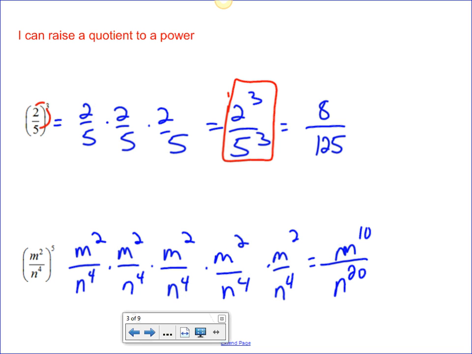So what would be an easy way to remember this? Again, this exponent applies to everything. So what do I do with these two exponents?